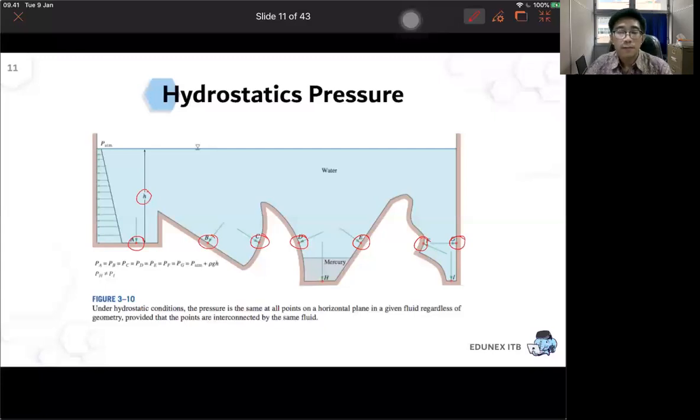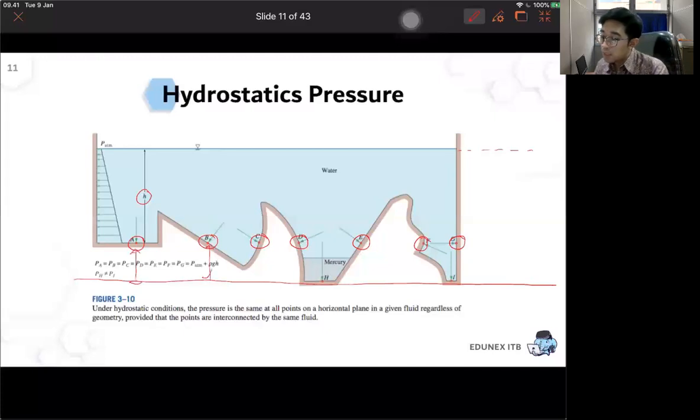ketinggian dari permukaannya sama. Actually, for the height or the depth, you do not need to measure from just one baseline. You can use the surface as the baseline, as long as it is a horizontal flat line, or you can use the lowest line. If you calculate from the lowest line, the height is also the same, right? Because the position of A, B, C, D, E, F, and G is the same, and all are in the same type of fluid, water, then the pressure is the same.